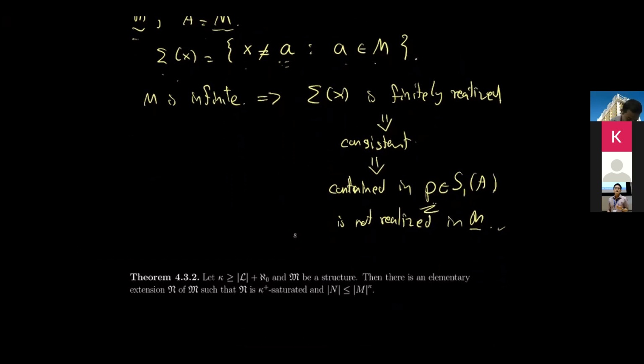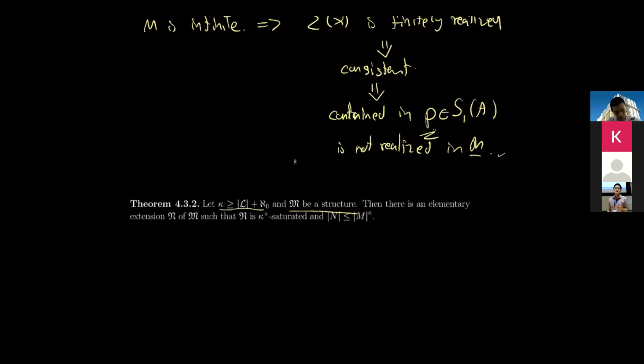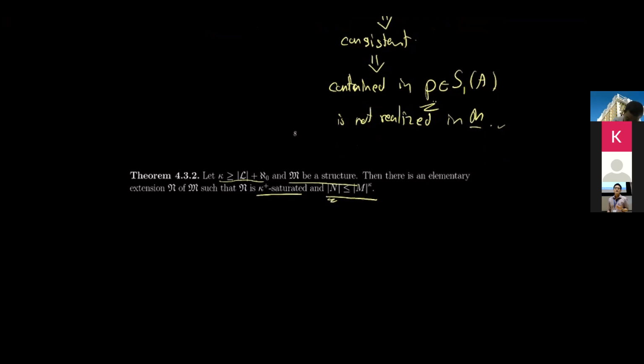But we can show that for any infinite kappa larger than the size of your language, if you have a structure M, you can always find an elementary extension N of M that is kappa plus saturated, and you can control the cardinality of N, so it's not too large. So how can we do that? Let me point out something. This cardinality is equal to this. Where does this come from? It is an upper bound of the number of S1.